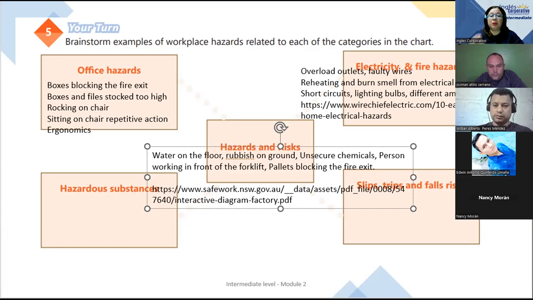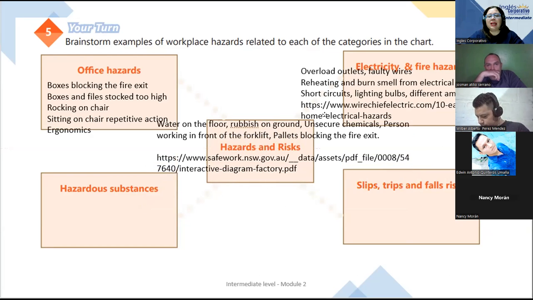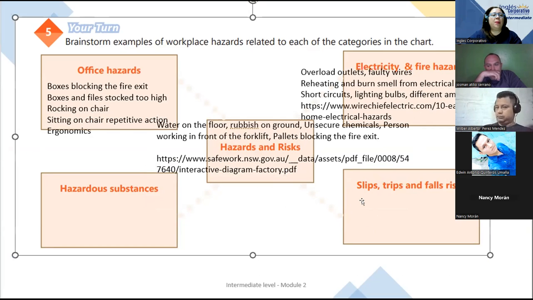Okay, and right now we are assessing the risks because we are observing. We are looking at the possible or potential hazards and the likelihood of the risk. So let's think about what could be the causes or hazards that can end in slips, trips, and falls. Slips, trips, and falls. Deslizarse, caerse, tropezarse. ¿Qué nos puede dar ese riesgo? A ver. The water on the floor. Yes, the wet floor.